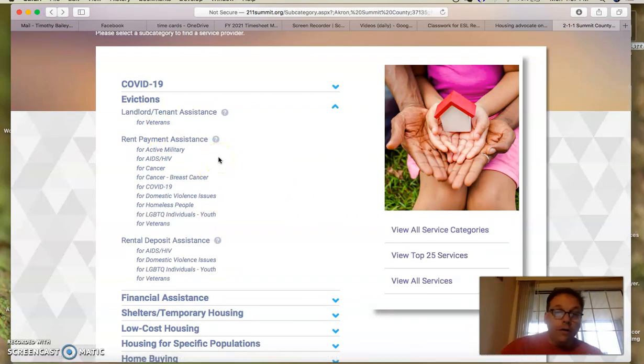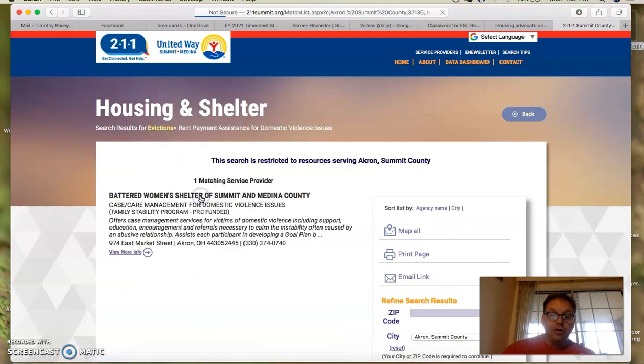Okay, so other reasons, right? Maybe the pandemic is gone, so that's not a problem. Maybe there is an issue of domestic violence, right? And you can click on that. And here we see the Battered Women's Shelter of Summit Medina County, right? So they would help you as well with your housing.